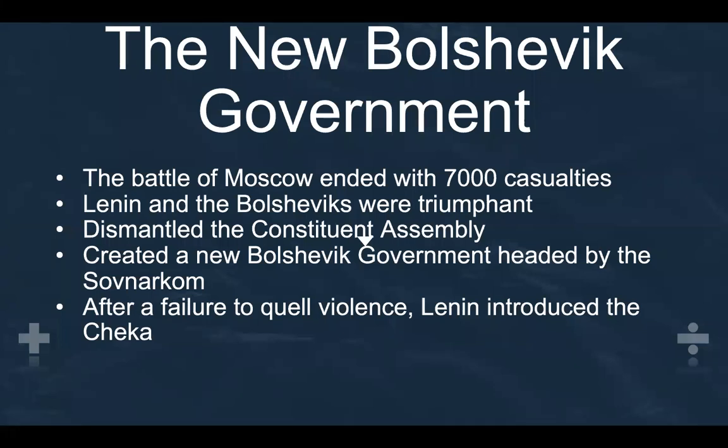So Lenin took power in a bloody revolution in October 1917. It's often called the Battle of Moscow, which ended with 7,000 casualties. So the city was in absolute disarray. And this can in part explain how Lenin took such iron-fisted power with very little resistance.